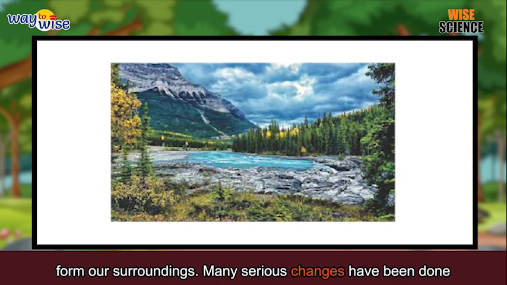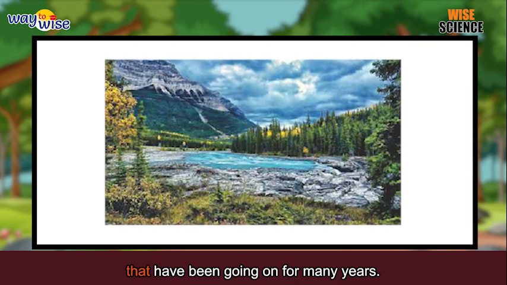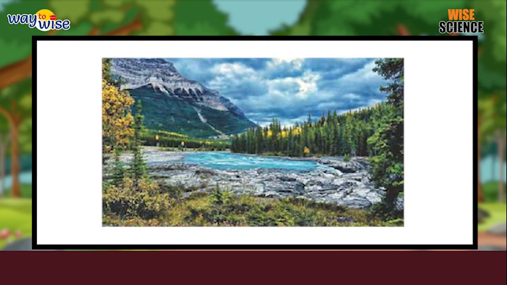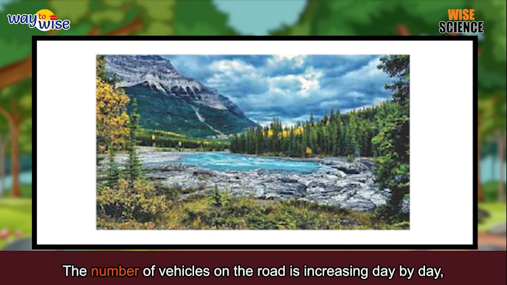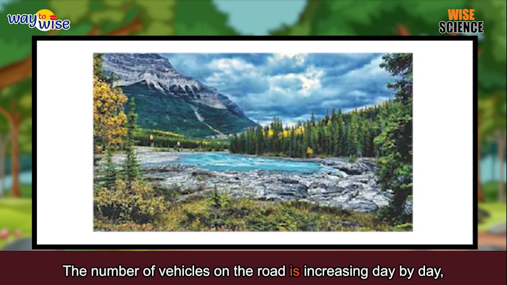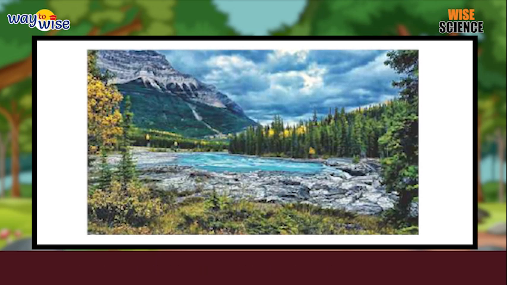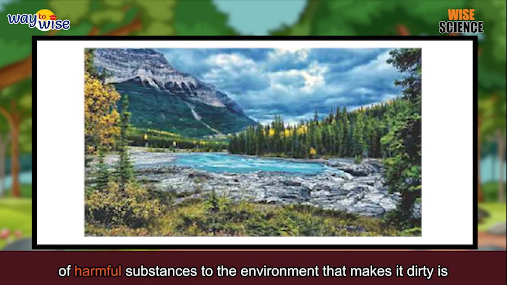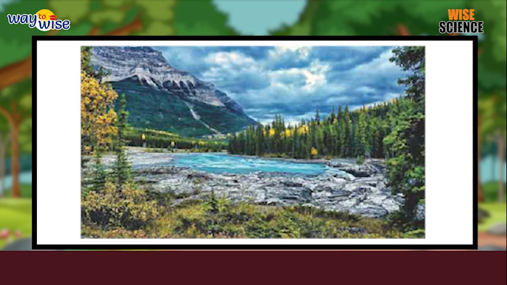Many serious changes have been done in the environment due to human activities that have been going on for many years. Man has started factories to make a host of products. The number of vehicles on the road is increasing day by day, hence, the amount of smoke keeps on increasing. The addition of harmful substances to the environment that makes it dirty is called pollution.